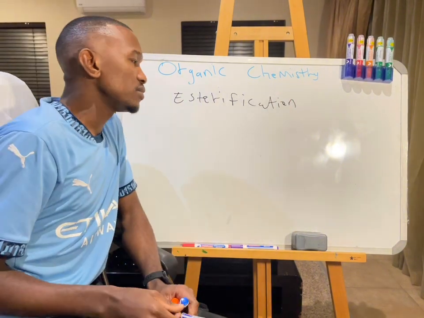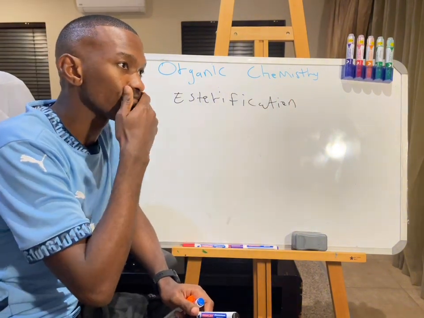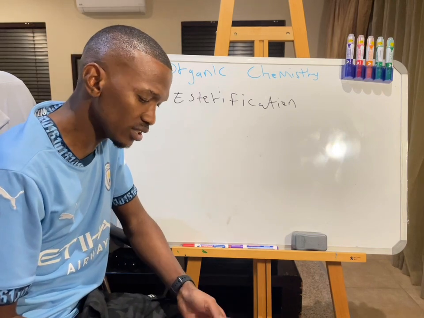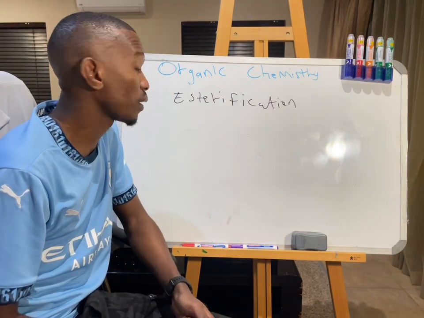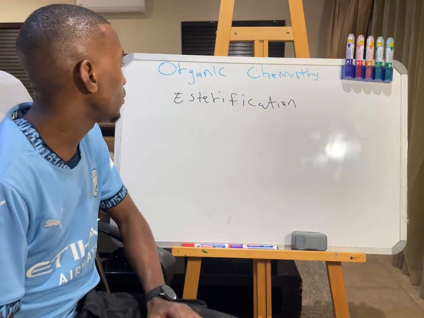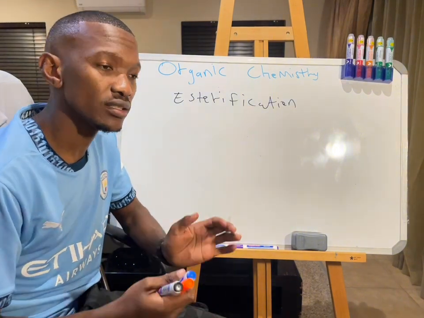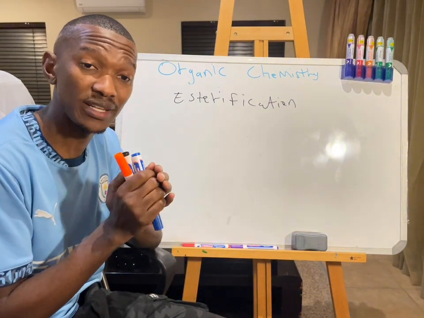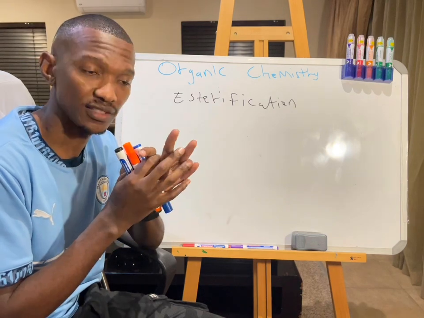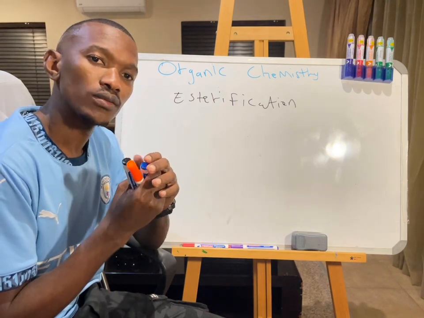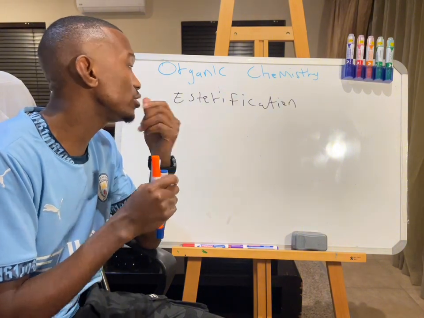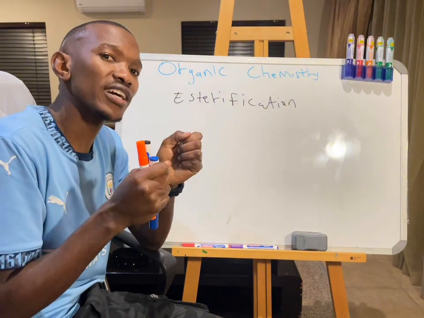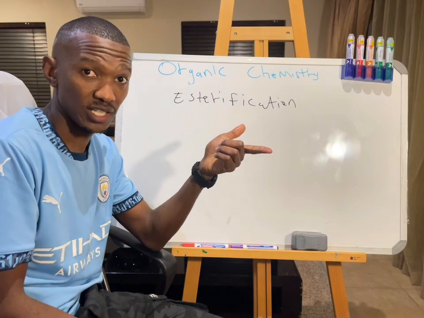Now, someone can ask me and say, what is an esterification? Esterification is a reaction, or a process, in which an alcohol and a carboxylic acid react together to form an ester in the presence of a catalyst. You get? So that is what you call an esterification. And during that esterification, the product is always an ester plus water.